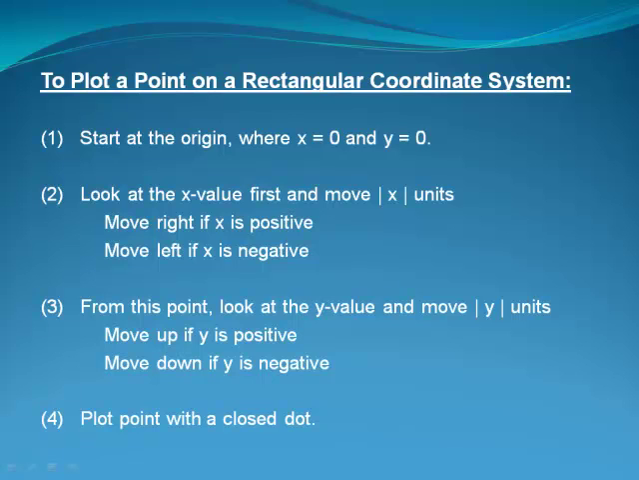From that point, you're now either somewhere to the right of 0 or somewhere to the left of 0 on the x-axis. From this point, look at the y value and move the absolute value of y units. So again, ignore the sign for a minute. Just figure out what the number is without sign. You're going to move up if y is positive, and you're going to move down if y is negative. Then your final step, because you're now where that point should go, you're going to plot that point with a closed dot.